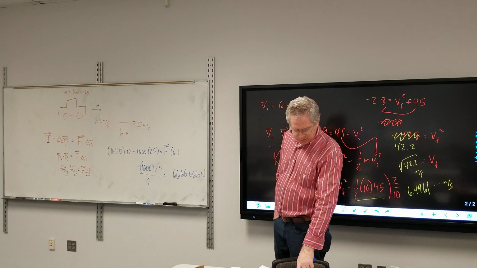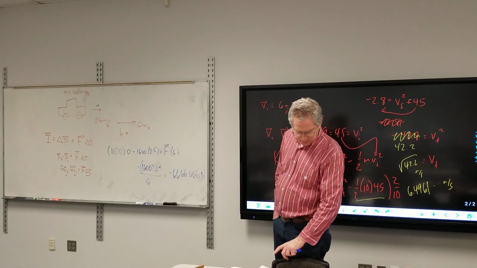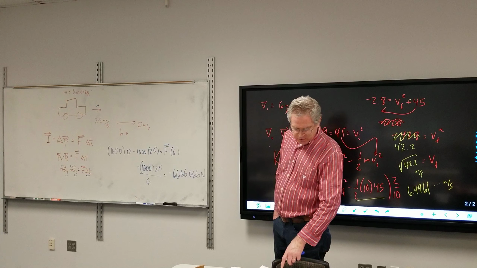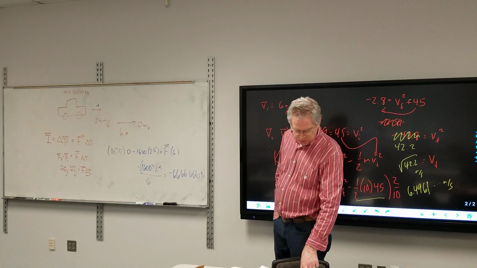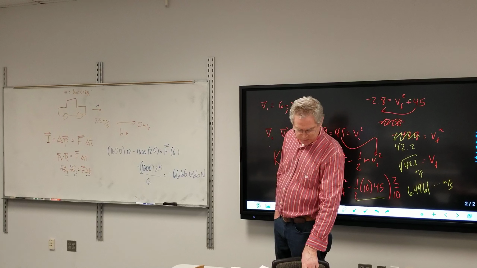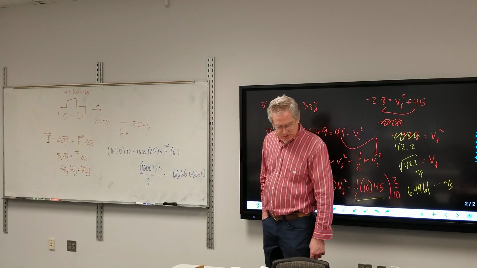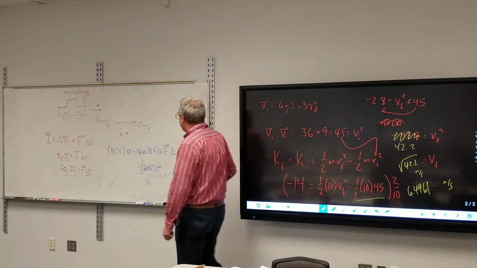A 25 gram object moving to the right at 20 meters per second overtakes and has a perfectly elastic collision with a 10 gram object moving in the same direction at 15 meters per second. Find the velocity of each object after the collision.